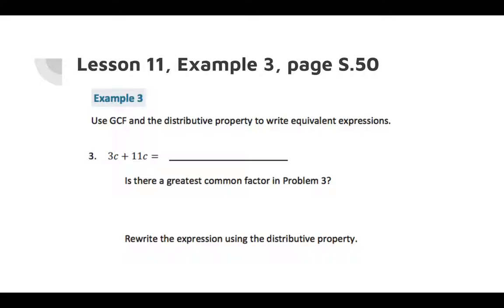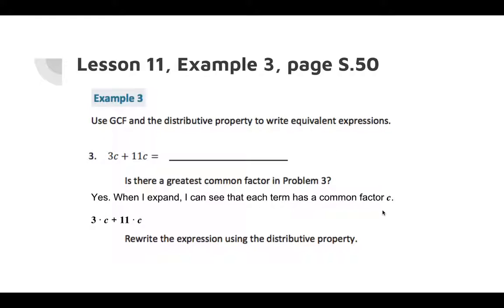All right, number 3. 3c plus 11c. Now, is there a greatest common factor in problem 3? Think about it. Yes, there is a greatest common factor, right? When I expand, I can see that each term has a common factor c. So, my friends, it is not always going to be a number.